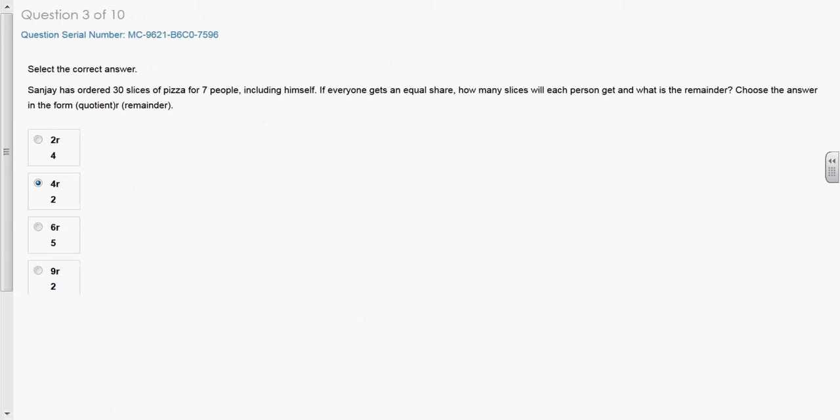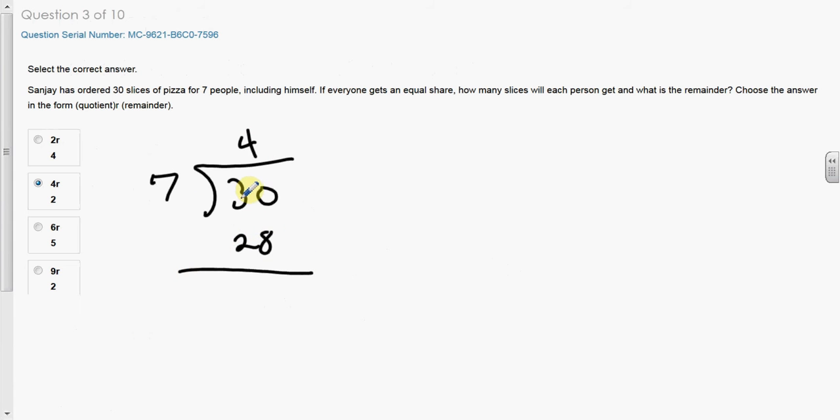Sanjay has ordered 30 slices of pizza for 7 people, and that includes himself. If everyone gets an equal share, how many slices will each person get, and what is the remainder? So here we divide 7 into 30. So that goes 4 times. We have 7 times 4 is 28. Draw a line, subtract. 30 minus 28 is 2. So that's 4 with remainder 2.